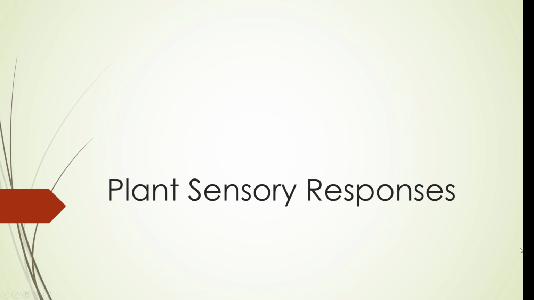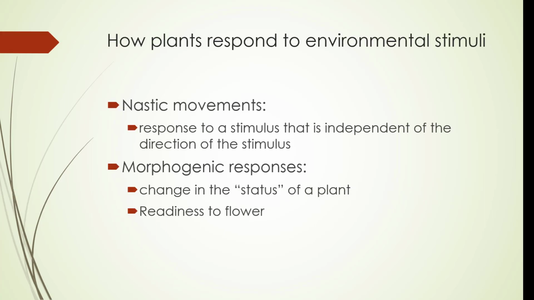Okay, we're going to continue talking about plant responses, and in some cases these responses are from hormones. Other cases it may be from light or touch. So the way plants respond to environmental stimuli, there are nastic movements, which are responses to a stimulus that's independent of the direction of stimulus, and then morphogenic responses. That's the change in the status of a plant and its readiness to flower.